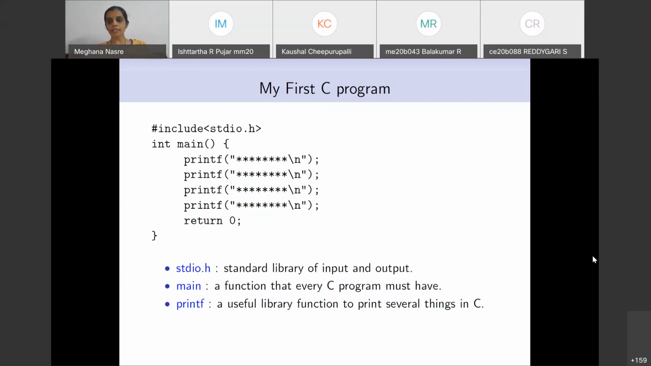So C is a procedural programming language. We are going to learn a set of commands and achieve those during the course. Yes, if we are using int main, we are going to have the return value as only integer. Again, if you return something else, the compiler will do something for you. We can try all those things out.